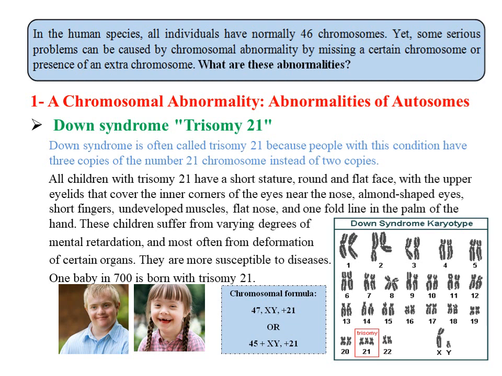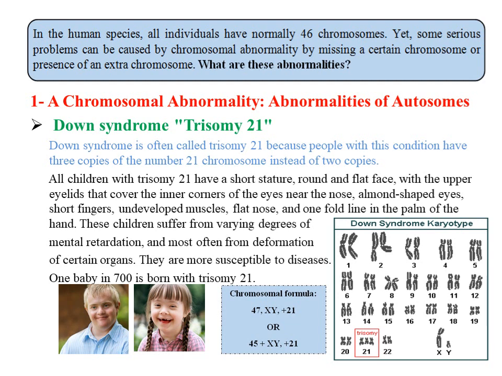Chromosomal abnormalities: abnormalities of autosomes. First disease, trisomy 21. We can see guys in pair 21 we have an extra chromosome. This is called trisomy. And because there's an extra chromosome in pair 21, the disease is called trisomy 21, which is also known as Down syndrome, the common name.